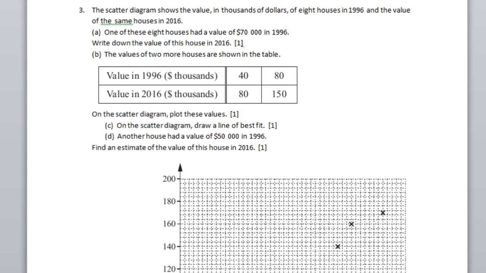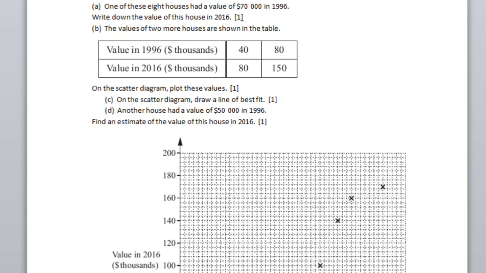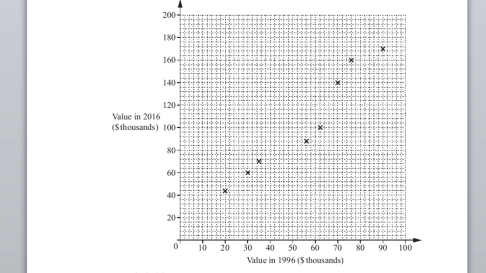Question number 3. The scatter diagram shows the value in thousands of dollars of 8 houses in 1996 and the value of the same houses in 2016. One of these 8 houses had a value of $70,000 in 1996. Write down the value of this house in 2016. So we're given the value on the x-axis, which is 70,000. So where is that?